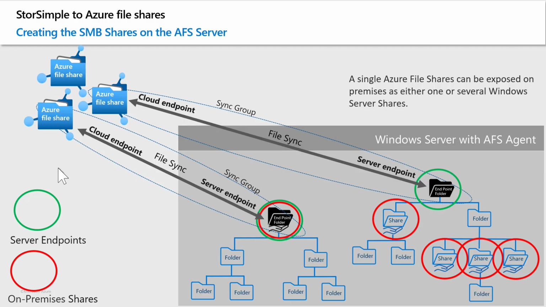Once the sync group initial sync is complete and the AFS is confirmed to be working, then on your AFS server you can create the Windows Server SMB network shares that your users will ultimately use. You can either share the single server endpoint folder to which AFS is syncing the namespace to, as shown on the left in this diagram, or share several descendant folders underneath the server endpoint, which allows you to have multiple SMB file shares per sync group, as shown in the right-hand side example in this diagram.